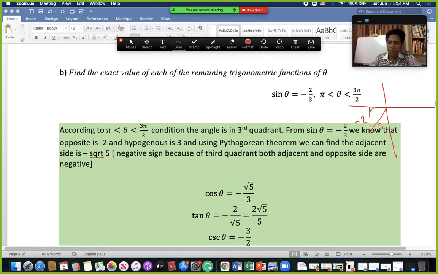Then we have to find out this side. This is our 90 degree, and this is our theta. So this equals root of 3 square minus minus 2 whole square. So basically it will be root 5. Root 5 will be this. Once it is root 5, then we can use the formula to find out the other solutions.